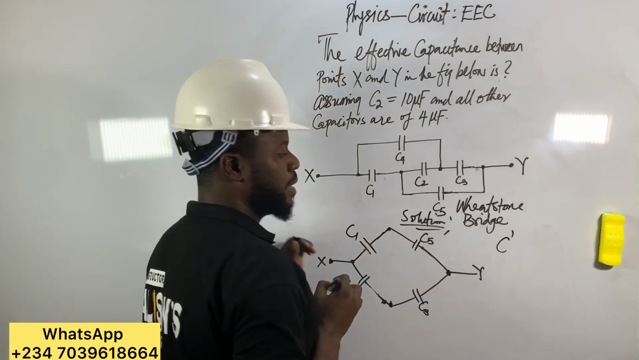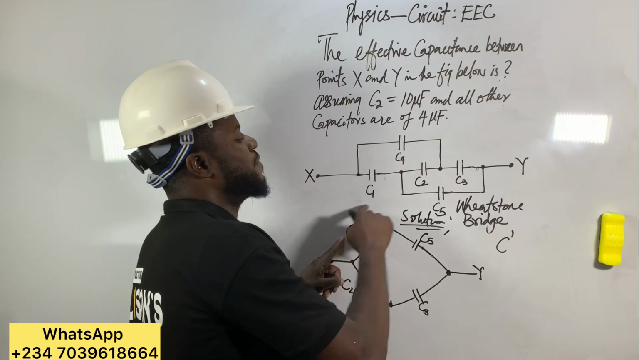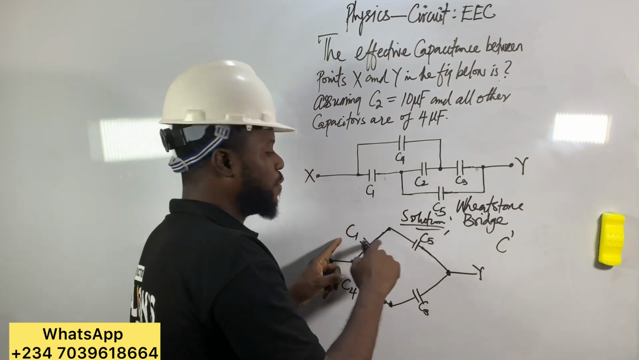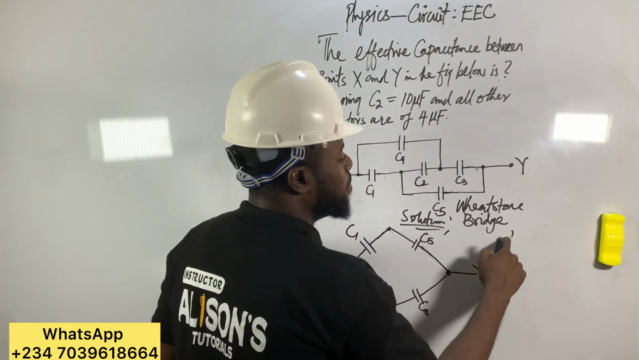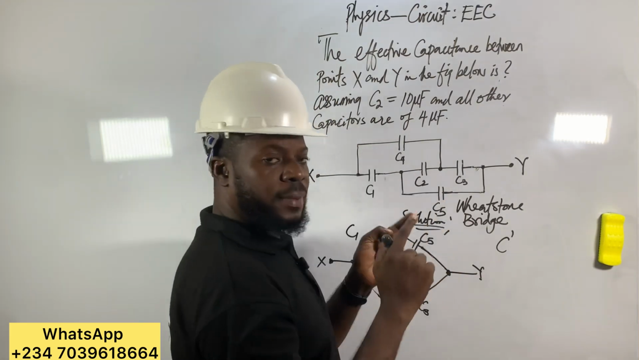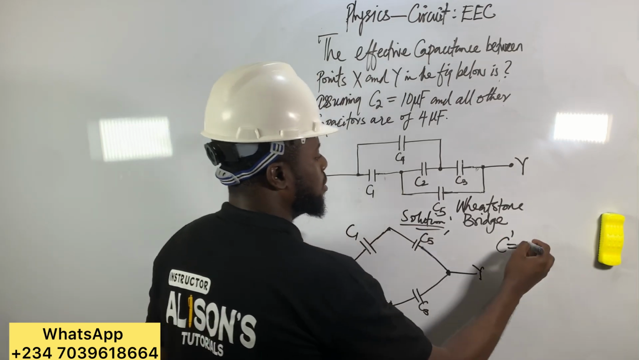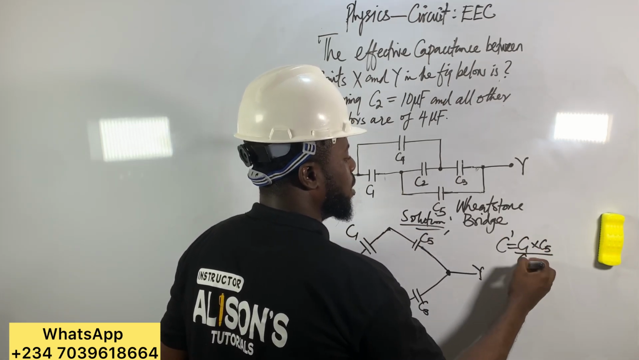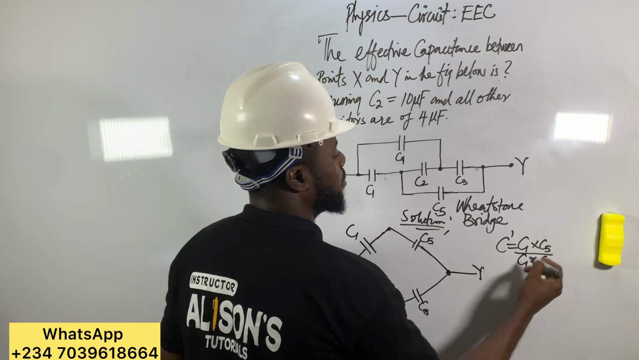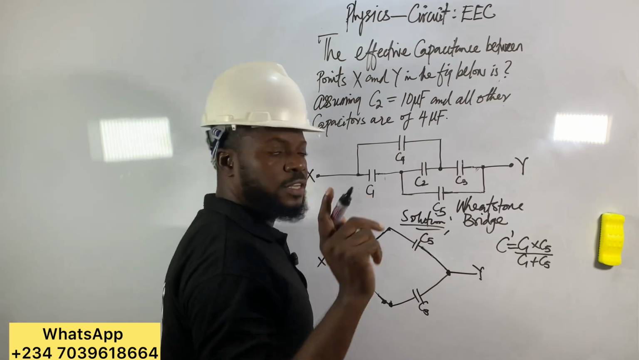Let me use prime notation. I want to calculate the equivalent or the total or effective capacitance of these capacitors connected in series. So I can use C prime to represent the effective capacitance. The total capacitance will equal, I will multiply this by this, C1 times C5 over C1 plus C5. How did I get it? For capacitors in series, see the formula.